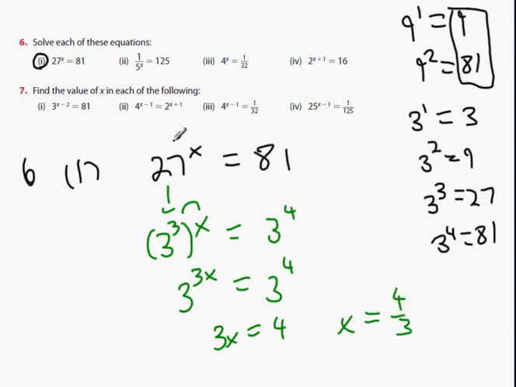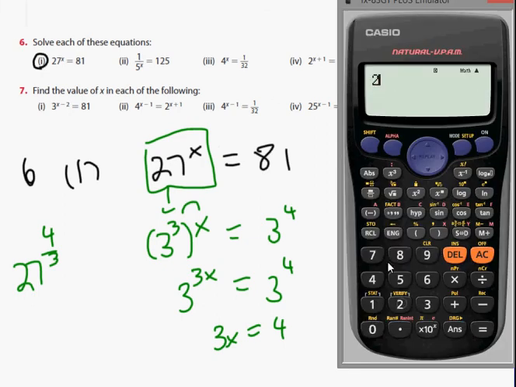Now that's the answer for this question, isn't it? Can anybody tell me, if I put 27 to the power of 4 over 3, what should I get? The answer for x is 4 over 3. Therefore I can check my answer and make sure it equals 81 to make sure I'm right. 27 to the power of 4 over 3 is 81. I know I'm correct. Okay lads, now let's try another one.